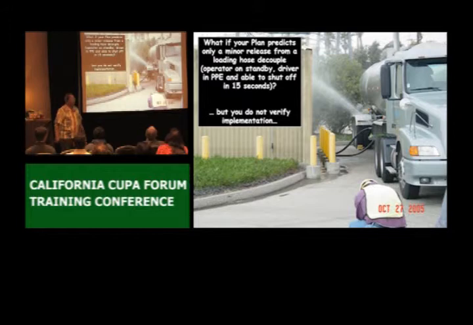A lot of procedures say, oh yeah, in the event of a spill we're going to have the truck driver shut this off. They'll shut off the valve, get to the drain, cover up the drain, and that'll be fine. How is the truck driver going to do that when they have a face full of product?